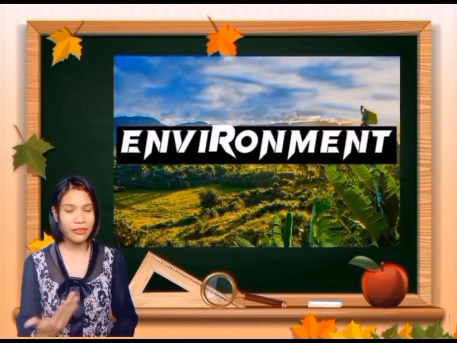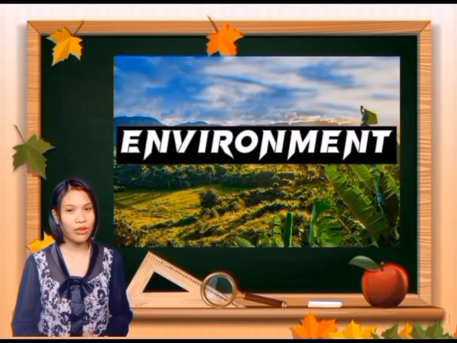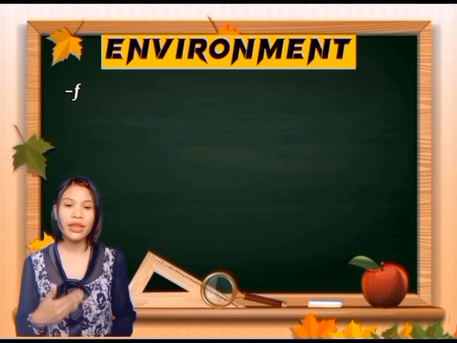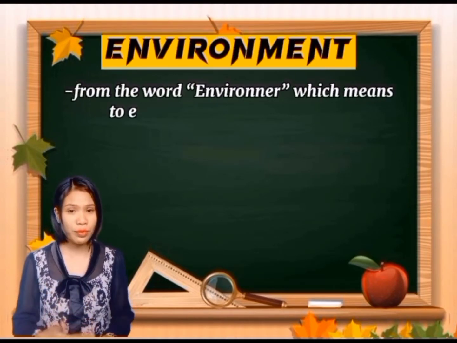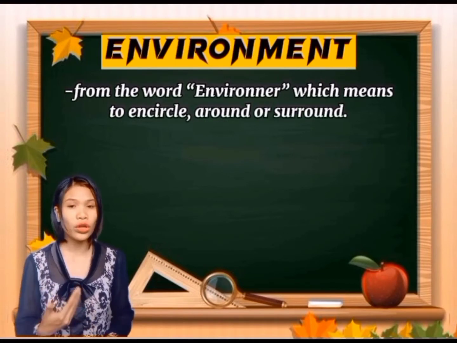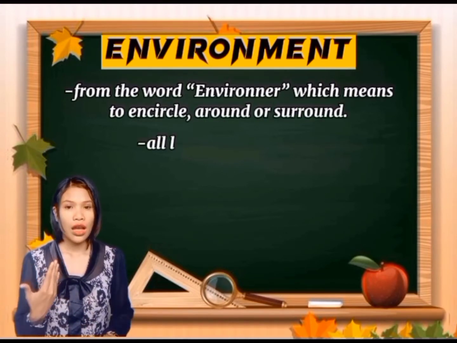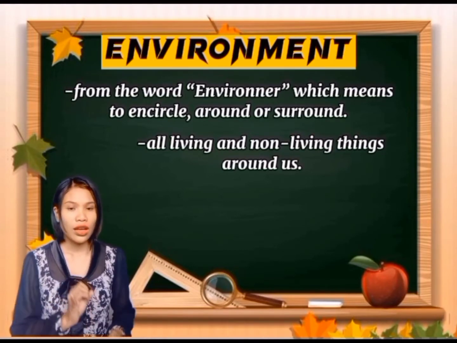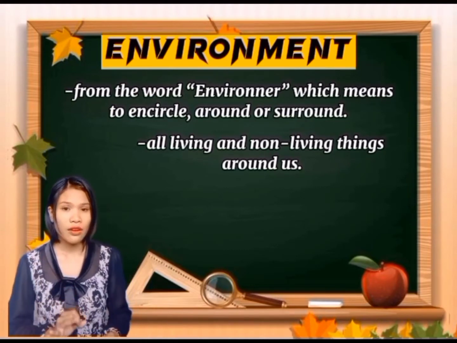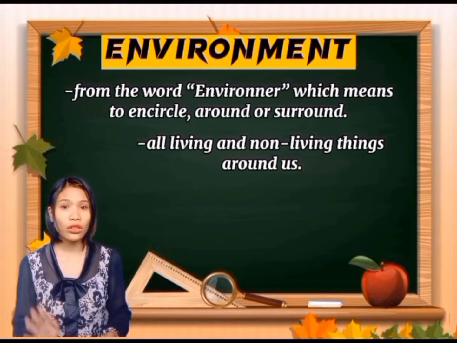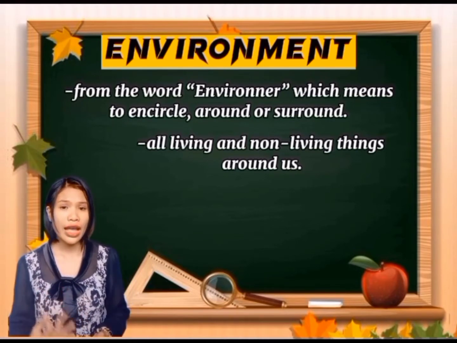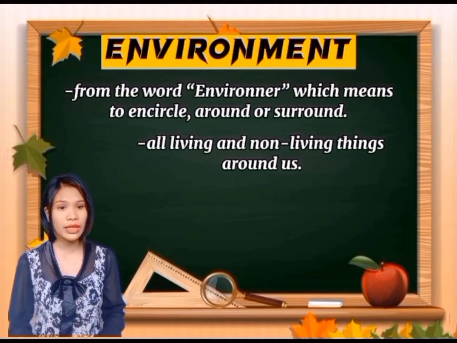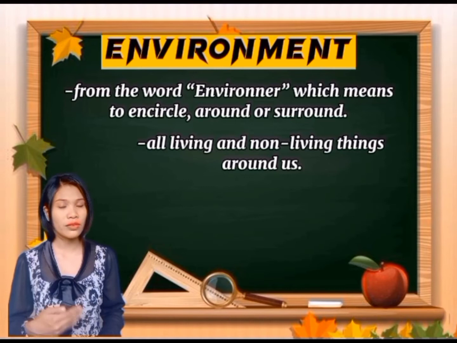It's environment. Very good. So, do you know what environment is? Environment comes from the word environeer, which means to encircle, around, or surround. It is all the living and non-living things around us. It includes the animals, plants, forests, farms, also continents, oceans, and clouds. Structures, urban centers, living spaces, which include buildings or where you are sitting or watching this video.